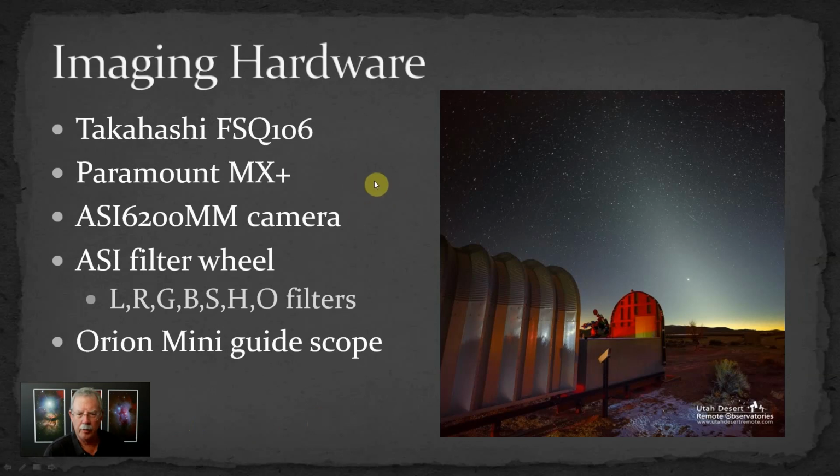So the hardware that we're going to be using for this image is the Takahashi FSQ 106 sitting on a Paramount MX Plus mount. I'm using an ASI 6200 MM Pro monochrome camera with a filter wheel with kind of the usual complement of luminance, red, green, blue, sulfur, hydrogen, and oxygen filters, and there's an Orion mini guide scope sitting on top of all that.